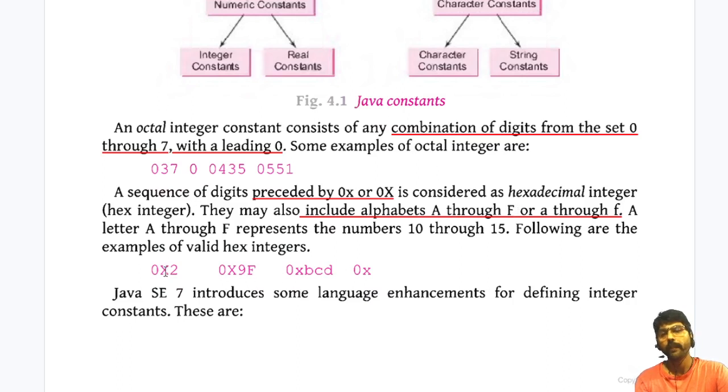This is the example here. It starts with 0x. Hexadecimal constants always start with 0x, then any numbers or alphabets between A to F. This is one more, 0x 9F. F means 15 here. This is also one example, 0xBCD in small letters. Case is not important here. In hexadecimal constants, capital B and small b are the same. Similarly, this is an example for hexadecimal.